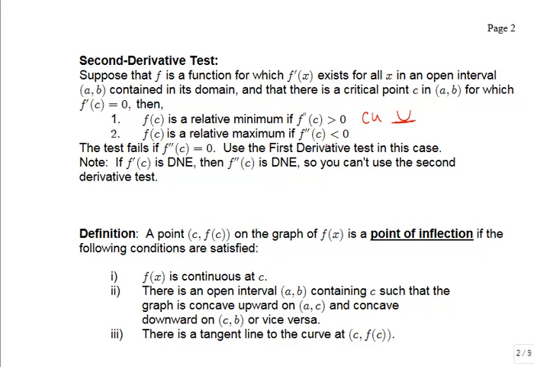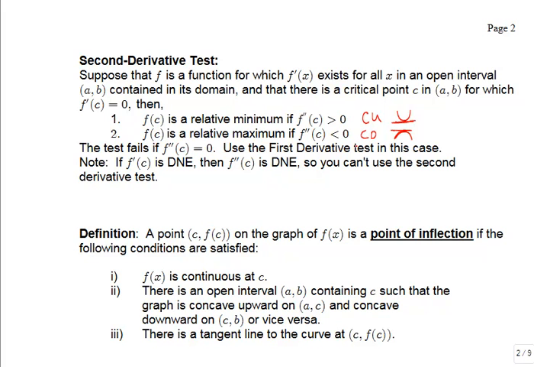If your second derivative is negative, that means you need to be concave down. So if you have a critical number where the derivative is 0, then that critical point has to be a maximum. That's the only kind of extrema you can have if you're concave down. This test will fail if the second derivative is 0. And if that happens, then you're going to have to fall back on that first derivative test instead.